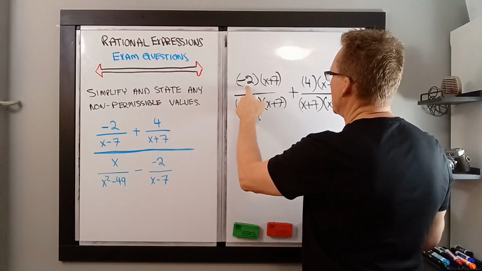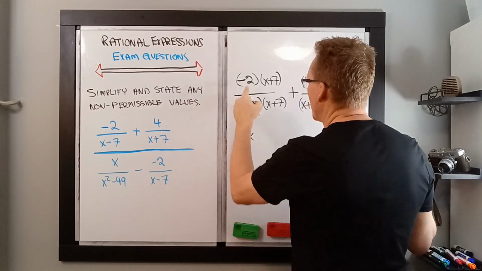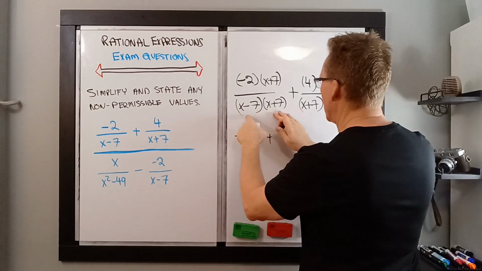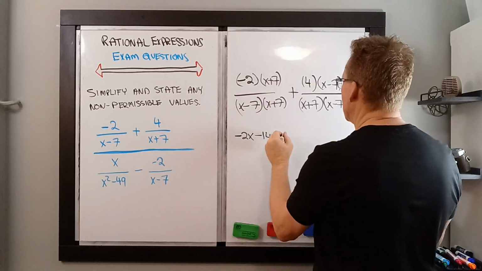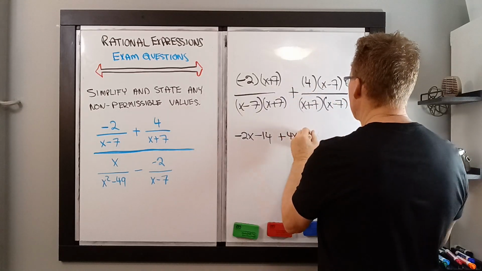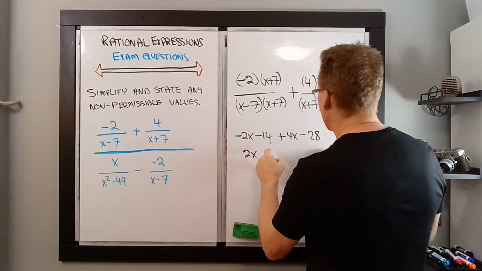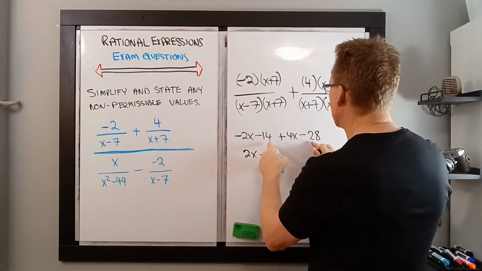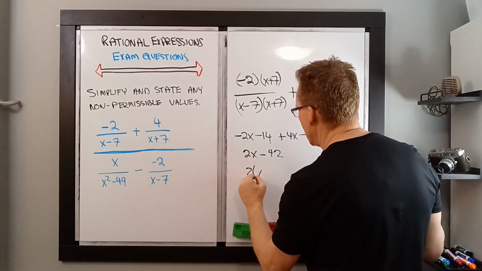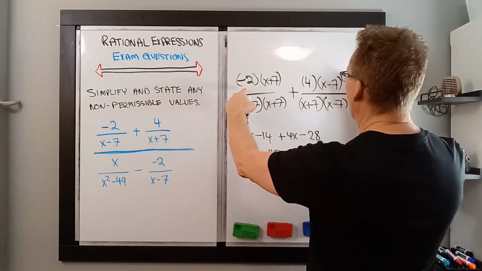So we'll multiply this all out. I'm going to take this times this, and we'll get minus 2x minus 14, just the top. Then, since I'm going to have a common denominator, I can just straight up add these. It's going to be plus 4x, and then 4 times 7 is 28. Let's continue to add this up. These two add up to give me 2x, and then these two add up to give me minus 42. And I can factor that once more if I want to by taking a 2 out of this, x minus 21.